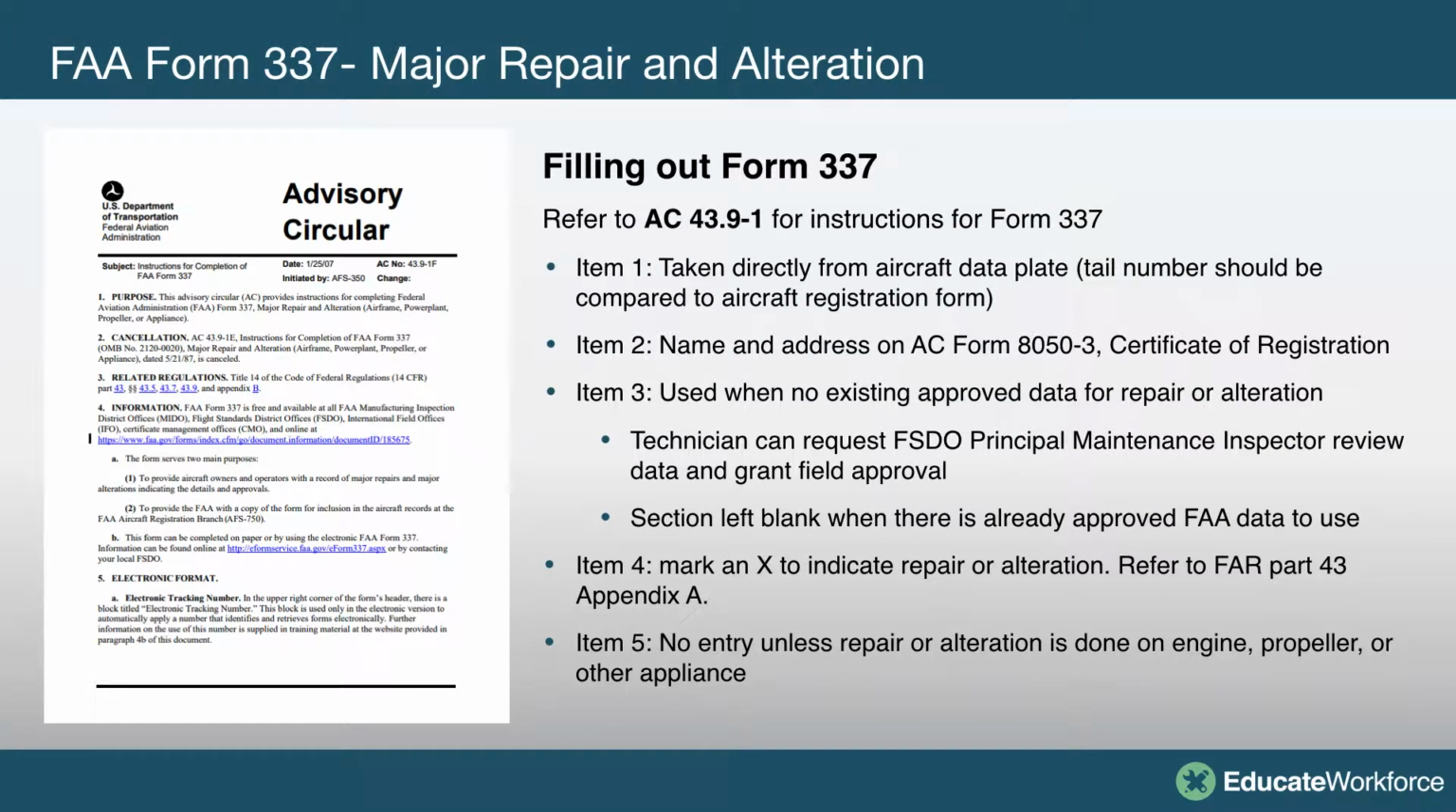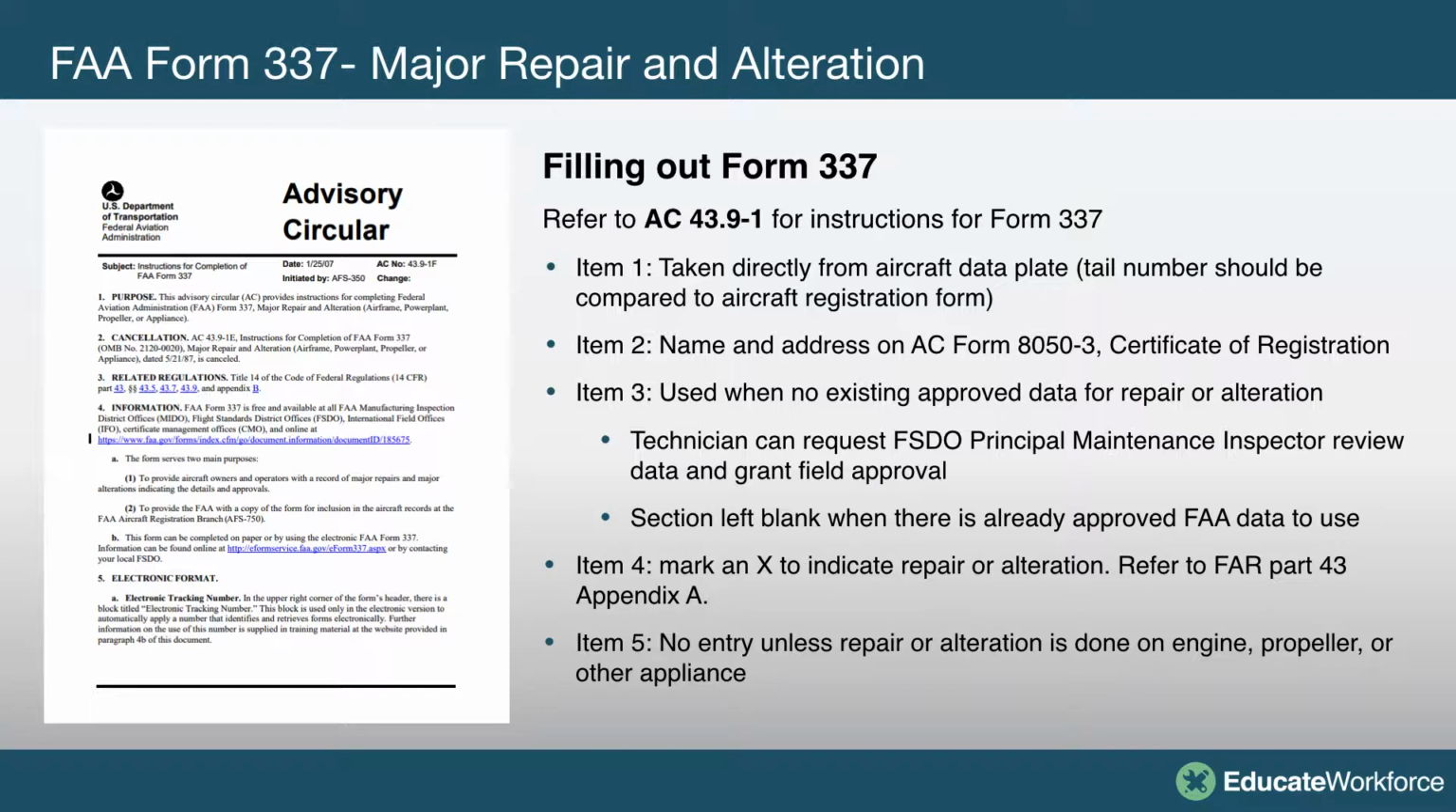Filling out the 337. Refer to Advisory Circular 43.9-1 for instructions. Item 1 is taken directly from the aircraft data plate. The tail number should be compared to the aircraft registration form. Item 2 is the name and address on the AC Form 8050-3 Certificate of Registration.